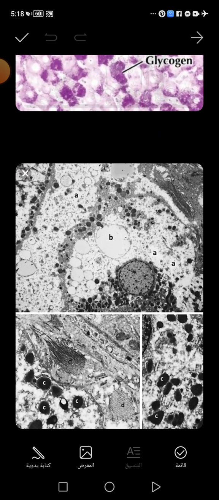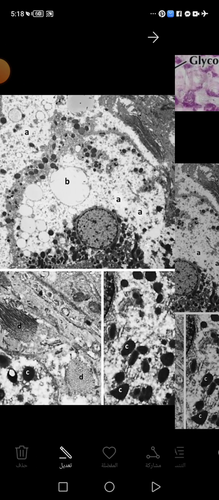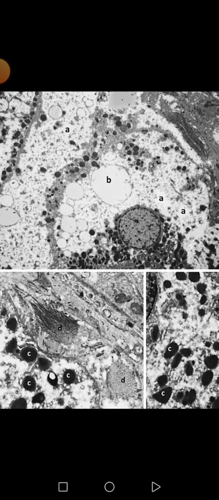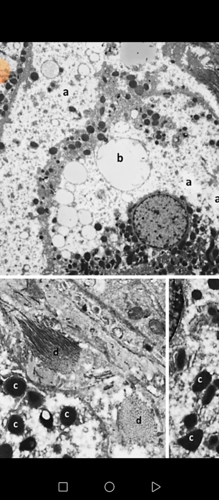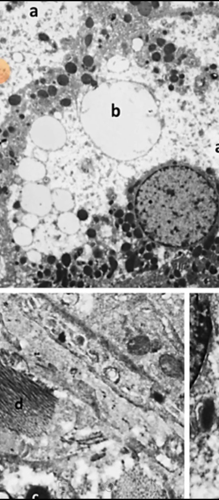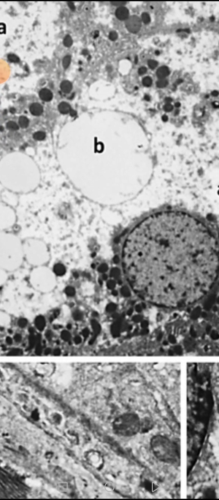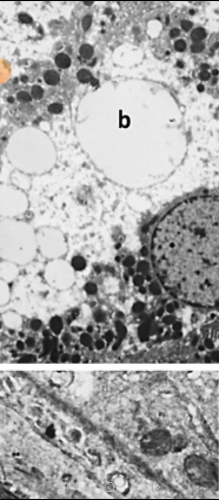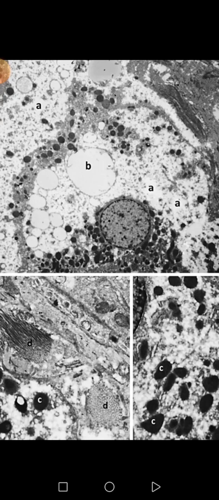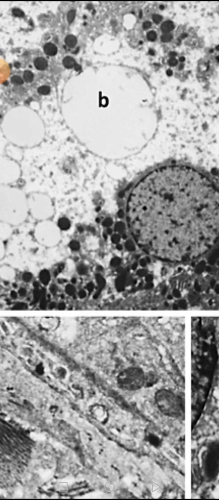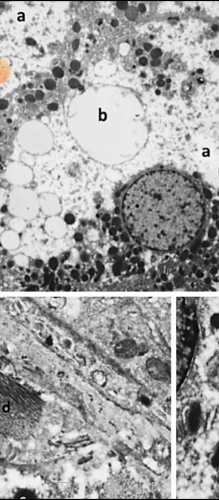Now, glycogen under electron microscope. As you see, B is an adipose cell or adipose tissue. Adipose, as you see, this is the adipose. It's dissolved during H&E. So I wrote it oppositely in my paragraph. No, glycogen is not dissolved. Adipose is dissolved during H&E stain.